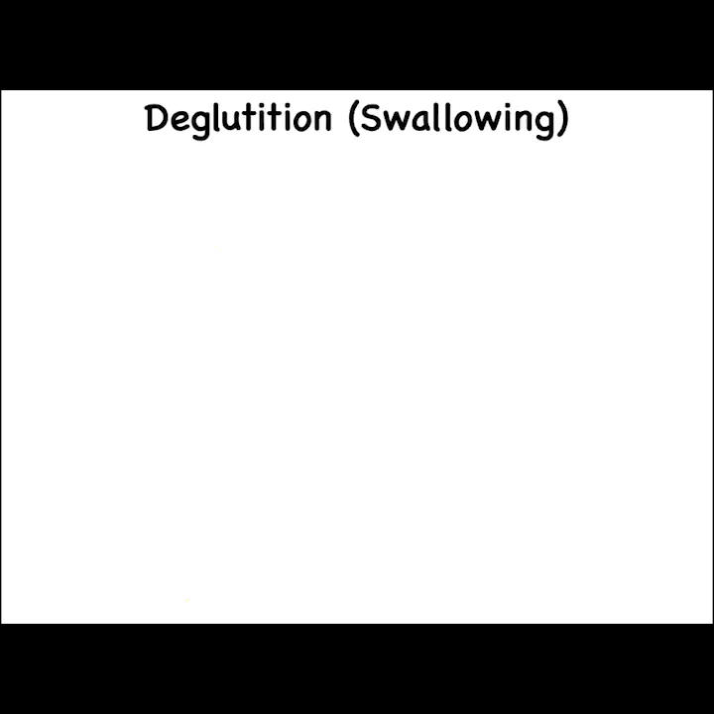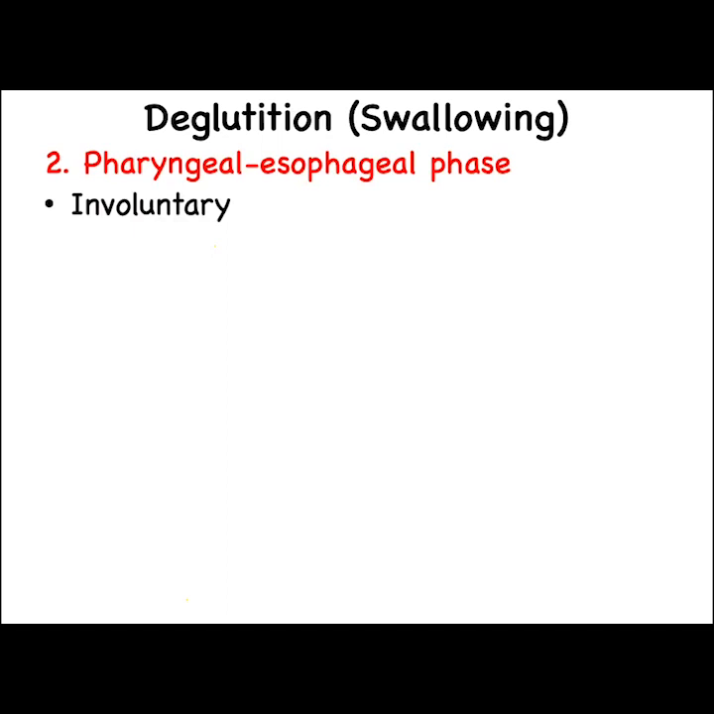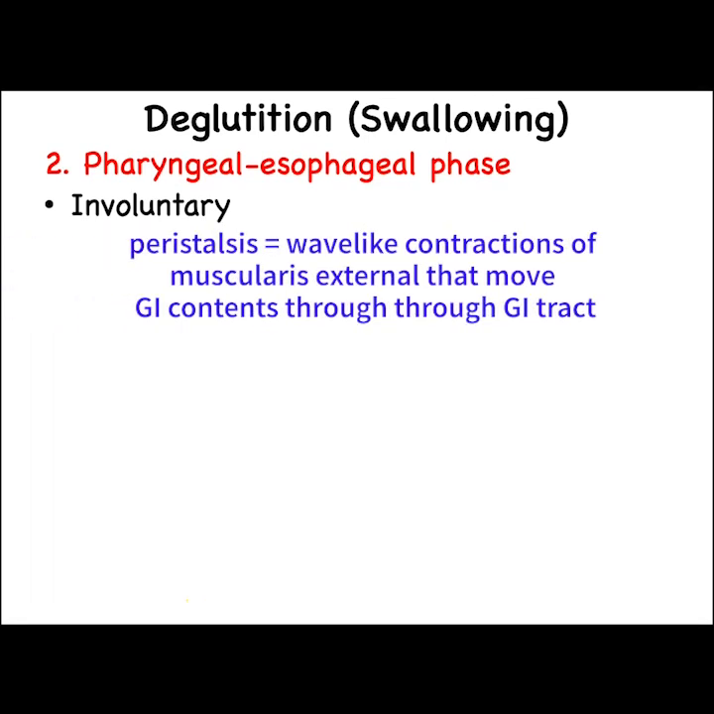Once the bolus enters the oral pharynx, the pharyngoesophageal phase begins. This is an involuntary phase. It is controlled by the swallowing center in the brainstem. The vagus nerves transmit information from the swallowing center to the muscles within the pharynx and the esophagus, stimulating those muscles to contract so peristalsis can occur. Peristalsis is the contraction of these muscles in the muscularis externa that will move the bolus toward the stomach.